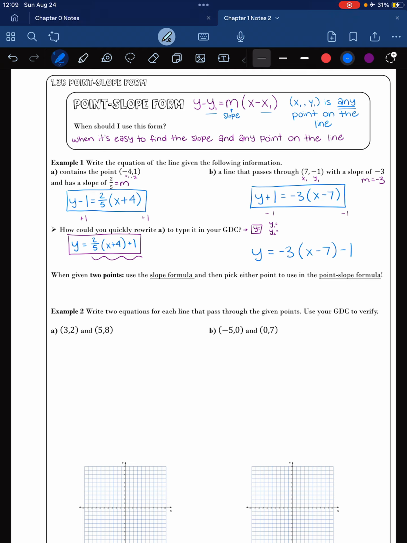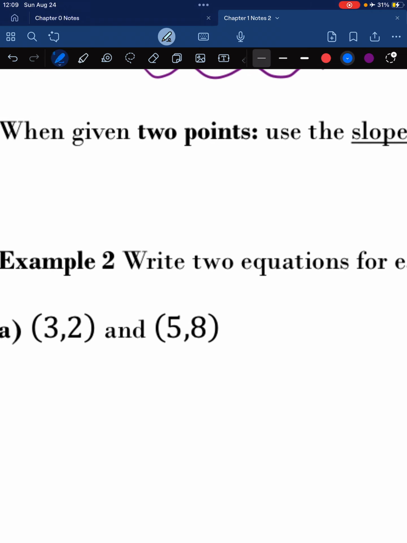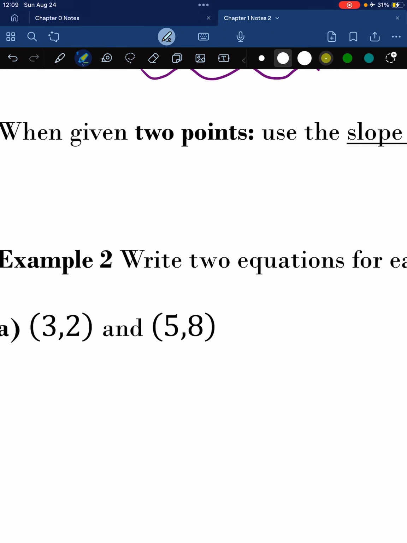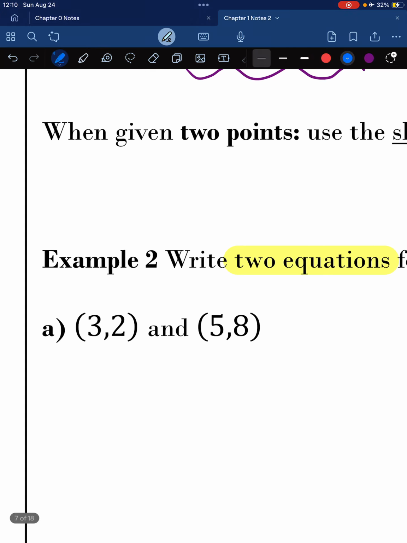Okay, so in example 2, we are also going to write this in point-slope form, but we need to use the slope formula in order to find out the slope, right? I'm just given 2 points. So notice we're also supposed to write 2 equations because we can choose either point. Okay, so let's go ahead and start by finding the slope. Slope equals y2 minus y1. If you need to label your points, that's not a bad idea.